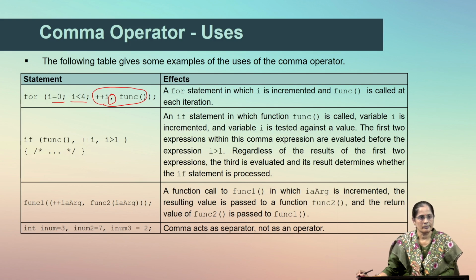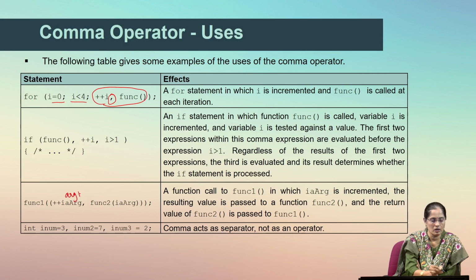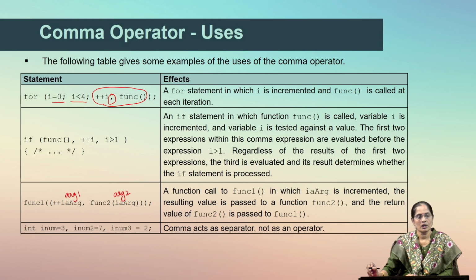This is one application of the comma operator, and the third category is where we use the comma operator to separate the arguments in a function call. In a function call statement, we use a list of arguments. This is argument 1 and this is argument 2. If both the arguments are to be separated, we again use the comma operator to separate the arguments at the time of calling the function.